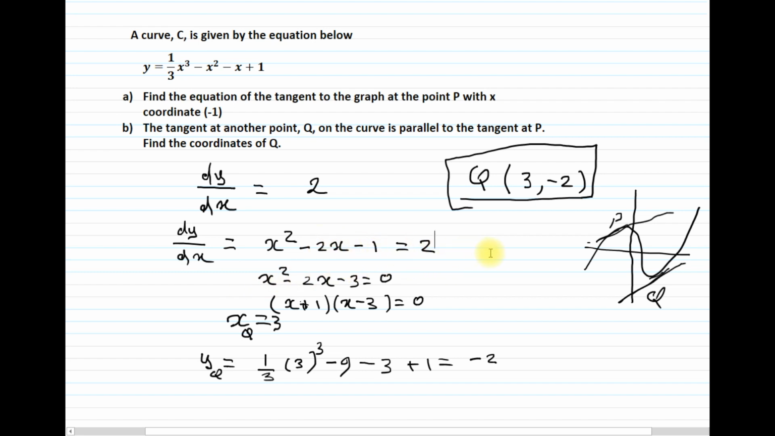We set the gradient to 2, and we ended up with a quadratic which has two answers. One of them was the x equals minus 1, which we had already been given, and we found the equation for the tangent line. So the next point would be the coordinate of the point Q, which is x equals 3. And from x equals 3, we substituted back into the original equation, and we find the y coordinate. So x equals 3 and y equals minus 2 are the coordinates of point Q.